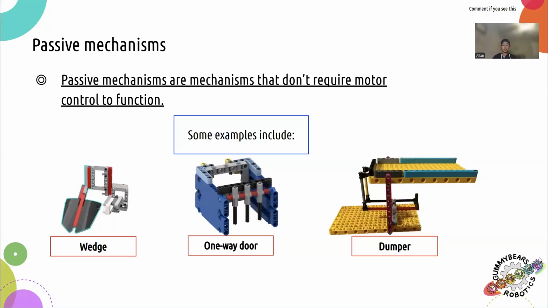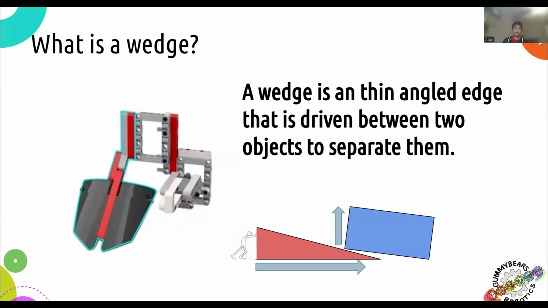Before we begin, you must know what a passive mechanism is. A passive mechanism is a mechanism that doesn't require motor control to function. Some examples include a wedge, a one-way door, and a dumper, which we will be talking about later in this video. So what is a wedge?